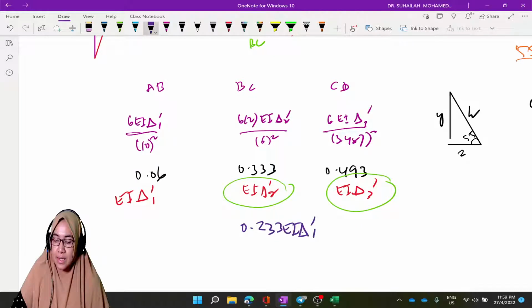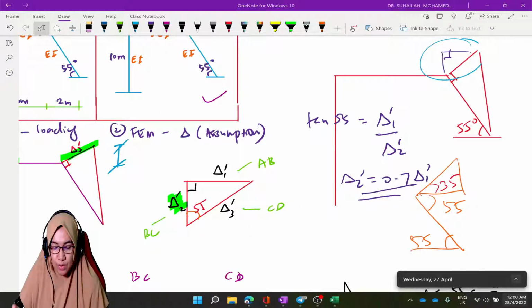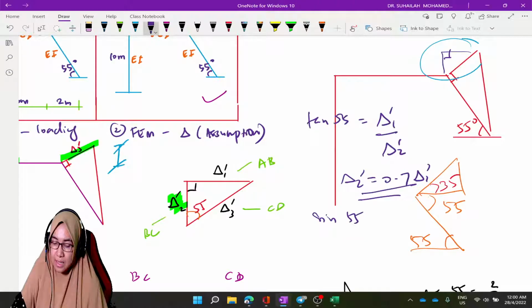So we have to do the same thing here to determine the relationship between delta 3 and delta 1. For delta 3 and delta 1, we have to use sine. It is sine 55 equal to delta 1 prime over delta 3 prime.